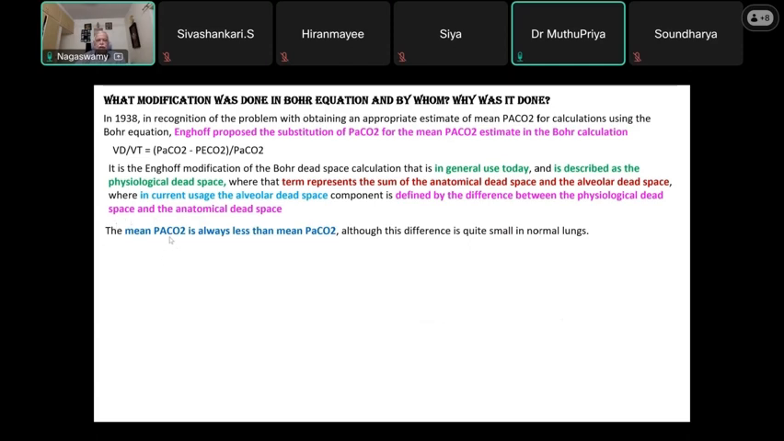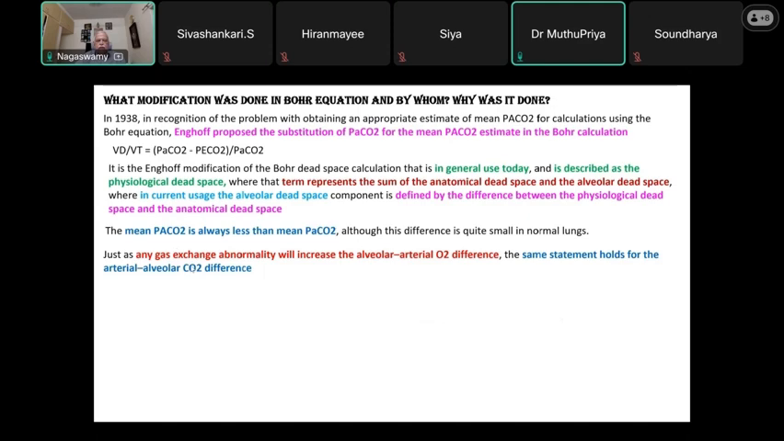So the mean alveolar carbon dioxide is always less than mean PaCO2, and that is the objection raised by a few people, but the difference is quite small. So you can substitute the alveolar carbon dioxide value to arterial carbon dioxide and calculate that. Just as any gas exchange abnormality will increase the alveolar arterial oxygen difference, the same statement holds good for arterial alveolar carbon dioxide difference also. But for all practical purposes, this formula can be used for assessing the amount of dead space ventilation.